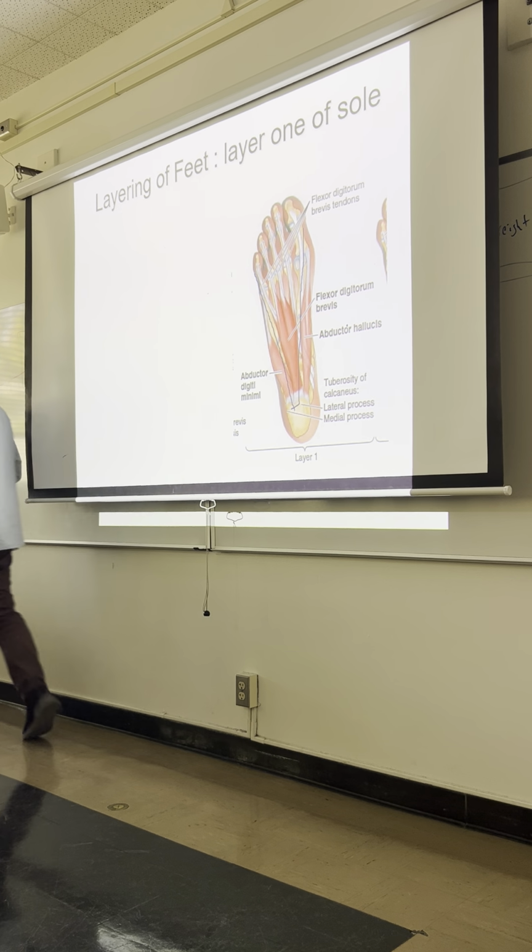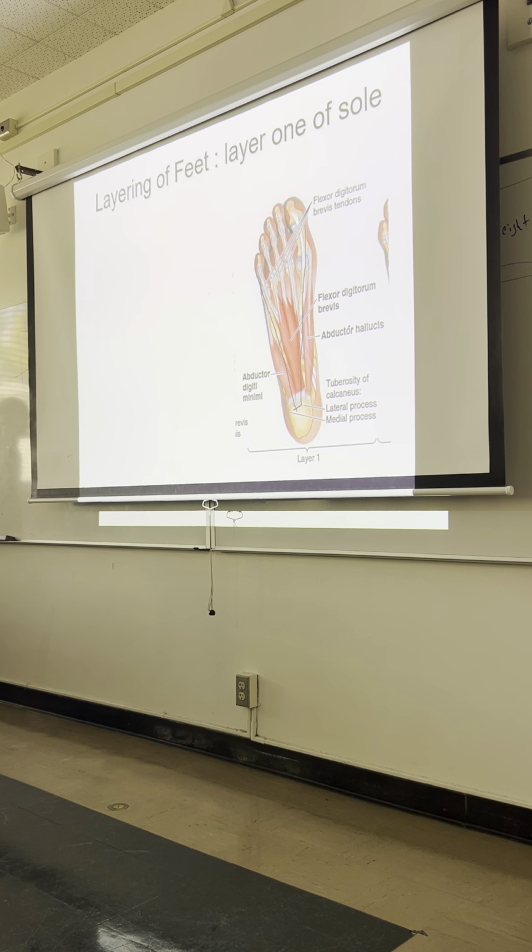flexor digitorum brevis. So we like to call this the first layer of muscles in the sole of the foot. There's 3 muscles, okay? There's a flexor, there's 2 abductors. We have an abductor going to the little toe and an abductor going to the big toe. We have dedicated abductors to both big and little toe. By the way, same thing in the hand, dedicated abductors. So, pretty easy to identify.